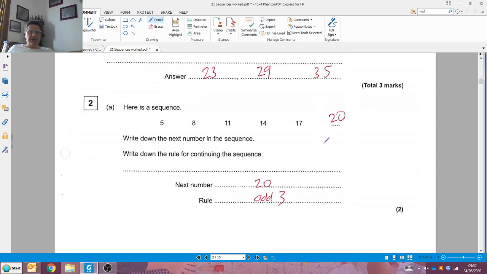Okay, so what's the next number in the sequence? It goes up plus 3. Some clever people would have written down the nth term, but it didn't ask you to do that. What's the rule for continuing? To continue, you just add 3. You don't need a special nth term for that. But there it is, 20, and then add 3, that's it.